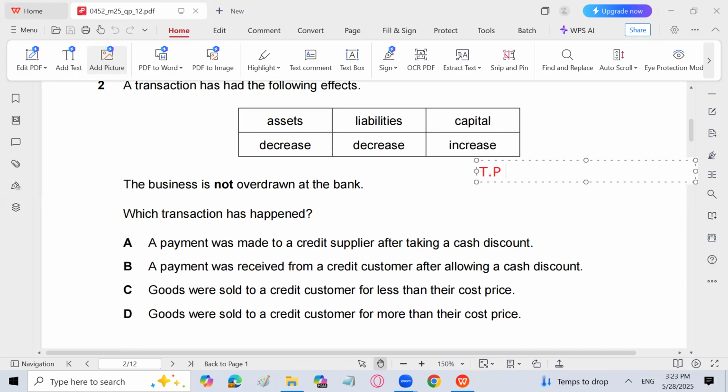Trade payable debit. After taking a discount, bank credit, and discount received will also be credit. So trade payable debit means liability will decrease. Bank is going to be credit, which means the asset of bank is decreasing. Asset decrease. Discount received is an income, so income will eventually increase capital. So that is the entry. For the second transaction, A is the answer.